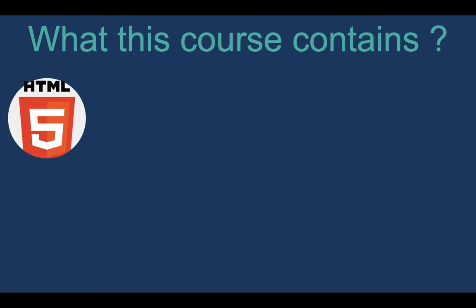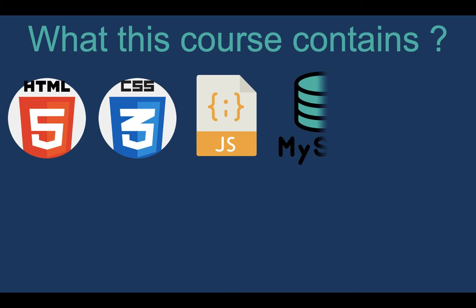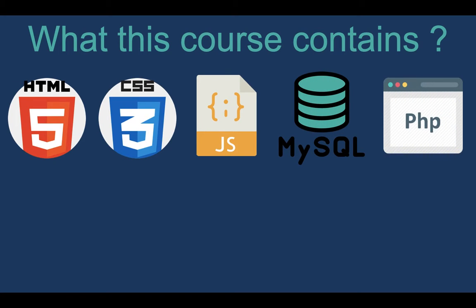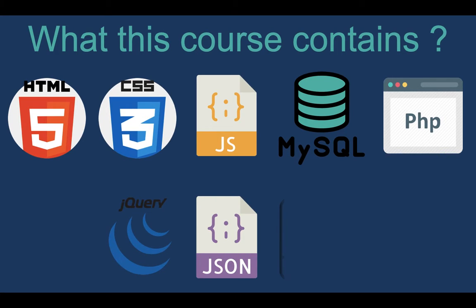Now before we start with the course, let's try and understand what this course contains. In this particular course, you'll be studying not one or two languages, but a total of 5 languages starting with HTML5, CSS3, JavaScript, MySQL and PHP. Of these languages, HTML, CSS, JavaScript will constitute the front end and MySQL and PHP will constitute the back end. More on front end and back end after some time. Now, apart from these languages, you'll be studying some important technologies like jQuery, JSON, XML, Ajax, and so on.